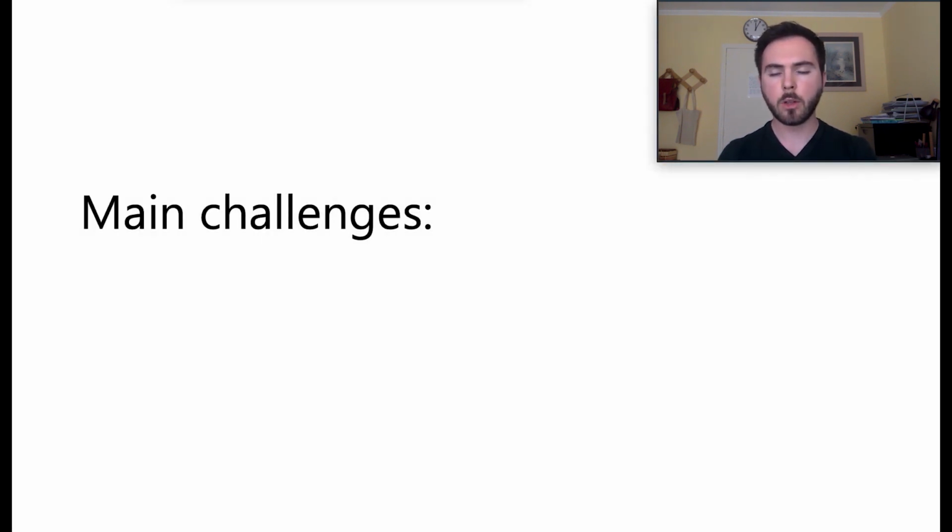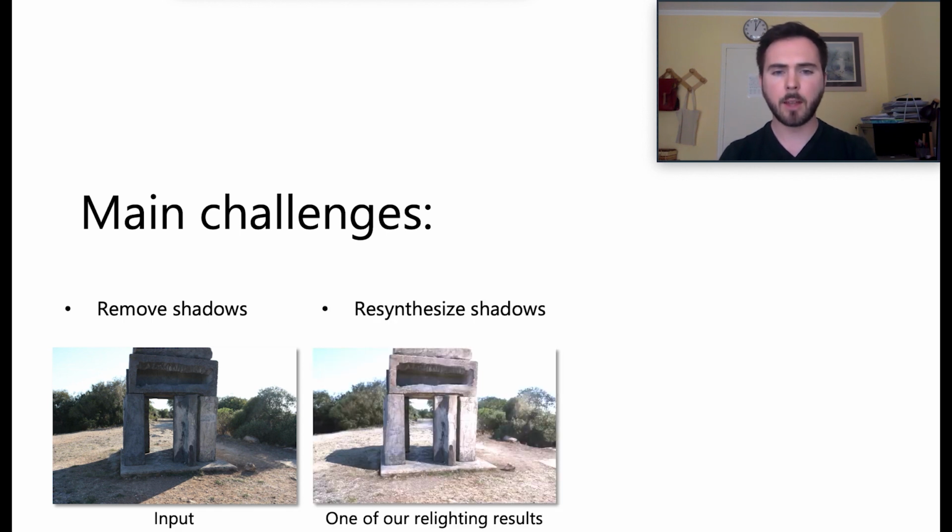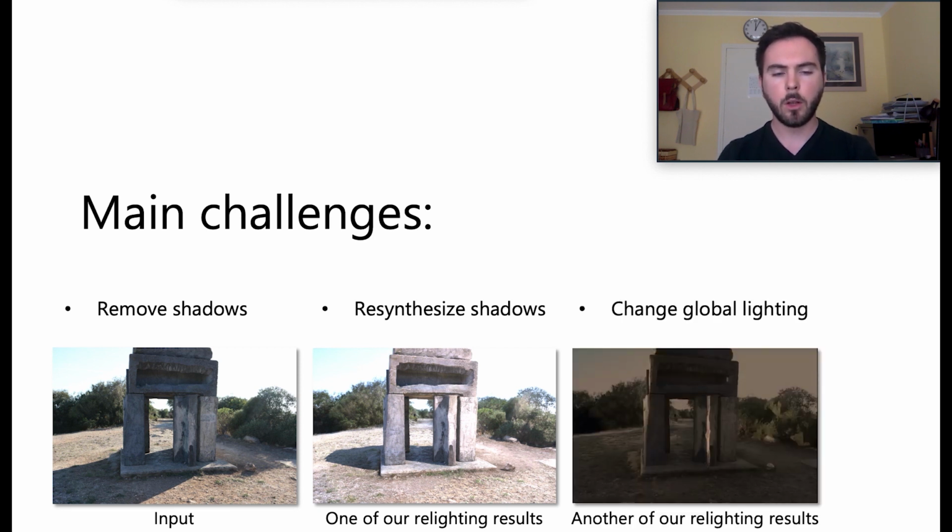The main challenges of such an approach are the following. Given an input image, we need to be able to remove correctly the shadows and resynthesize them elsewhere, respecting the underlying geometry. Finally, we have to be able to change the global lighting of the picture, such as when the sun is going down.